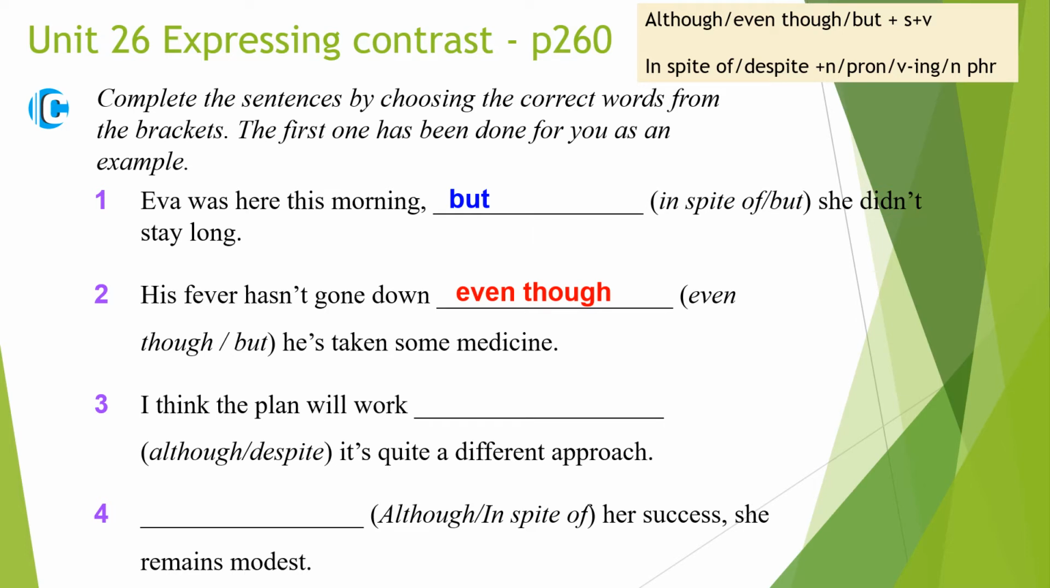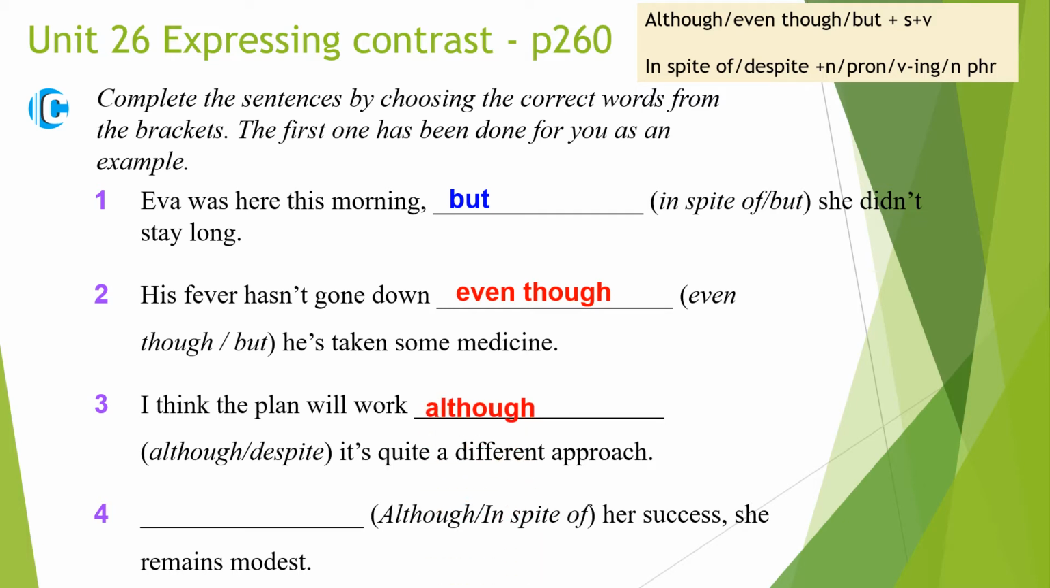Number three, I think the plan will work, although or despite, it's quite a different approach. What is the meaning? They all have the meaning of but. However, which one do we use? Although it's quite a different approach, or despite. Which one is correct? Can you see, it's quite a different approach? It's got a subject and a verb. So of course we need to use the one followed by a subject and a verb.